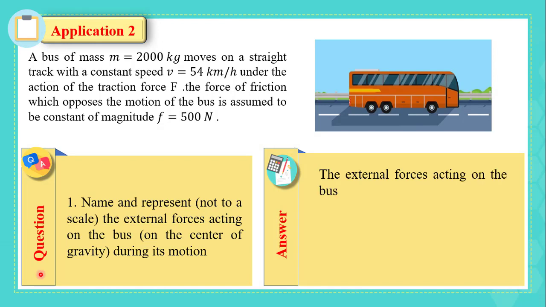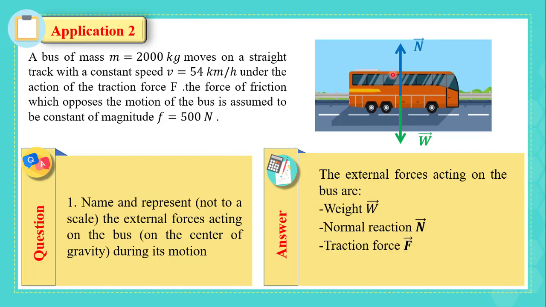Actually, the forces acting on the bus are the weight W, this is the representation of the weight from the center of gravity of the bus, the normal reaction N, and this is the representation of this force, the traction force F, and the friction force f which opposes the motion of the bus, and this is its representation.